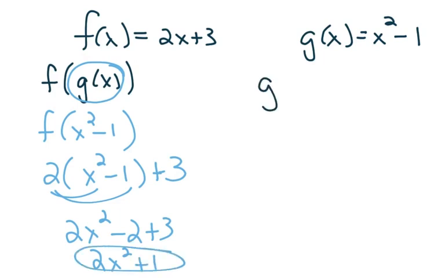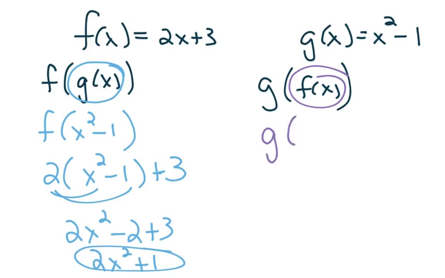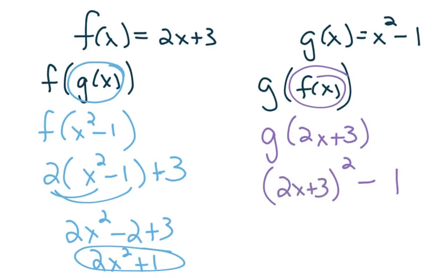If I reverse the order, g of f of x, I'm going to put 2x plus 3 into g. So I'm going to replace the x with 2x plus 3. Now, when I do that, notice that all I removed was the x. Look at the square. It's still there. In here, I'm going to put the 2x plus 3.